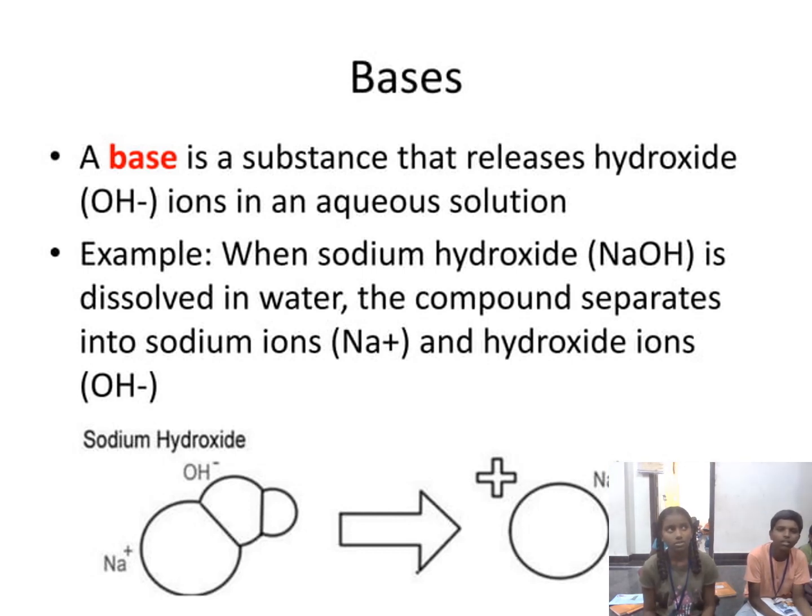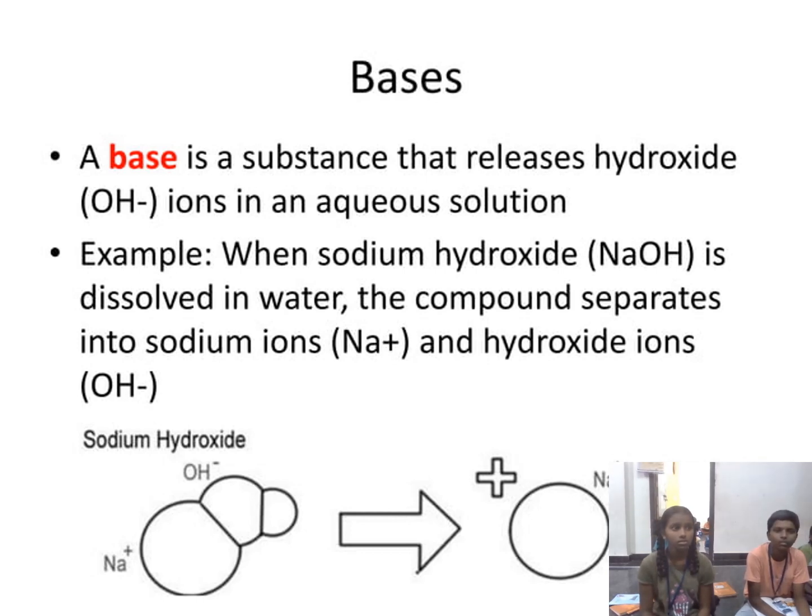Right now we have understood what is an acid, and how to test whether a given solution is an acid or a base. Right now we will find out what is a base. A base is a substance that releases hydroxide ions in an aqueous solution. An acid is a substance that releases hydrogen ions, H plus ions, whereas a base is a solution which releases hydroxide ions, that is OH minus ions.